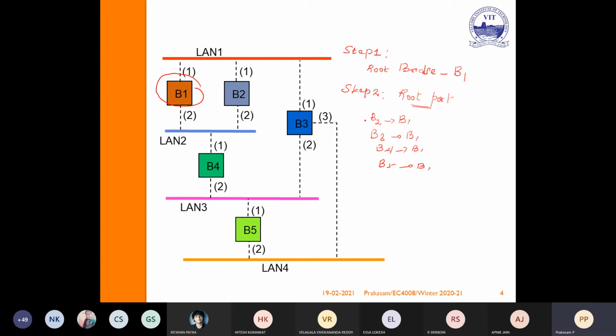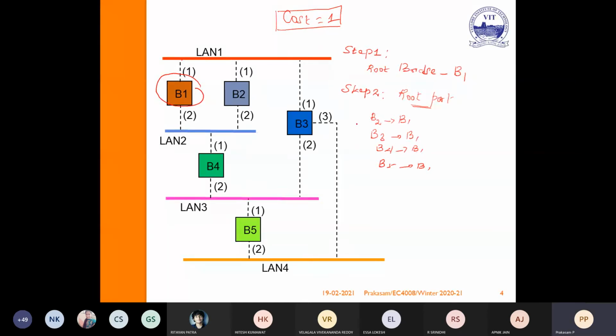So how will you find? If the LAN cost is not given, let us assume the cost is 1. If it is not mentioned, let us assume all have equal cost with the value of 1. LAN cost is the cost between the LAN and the bridge. Each link cost is 1. If it is not given, you should assume it is equal to 1.